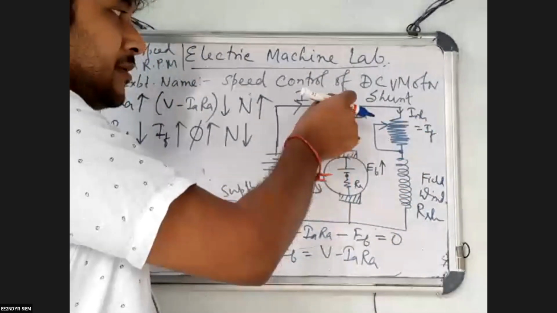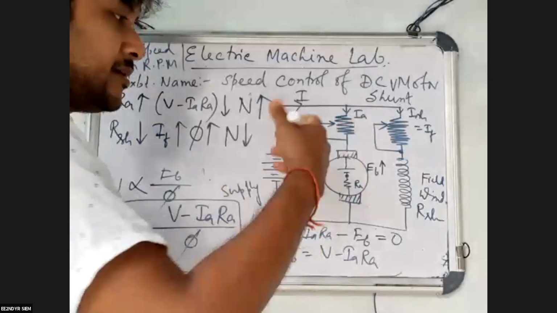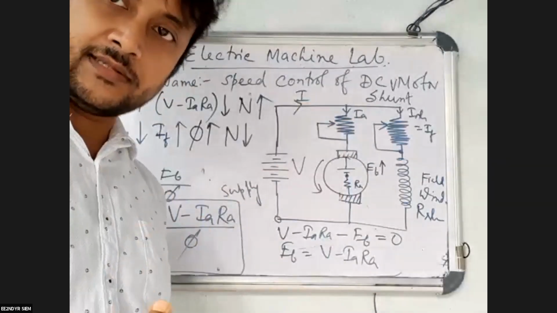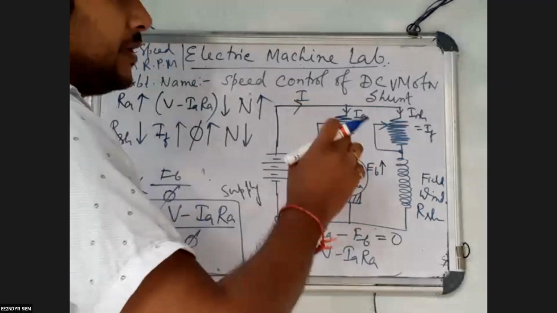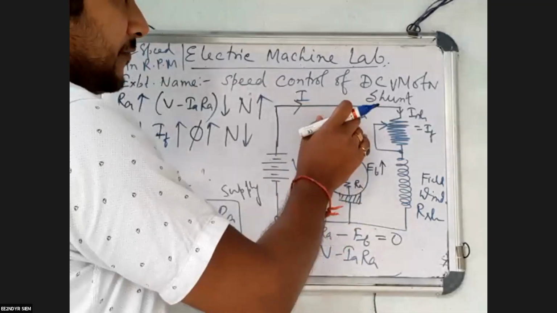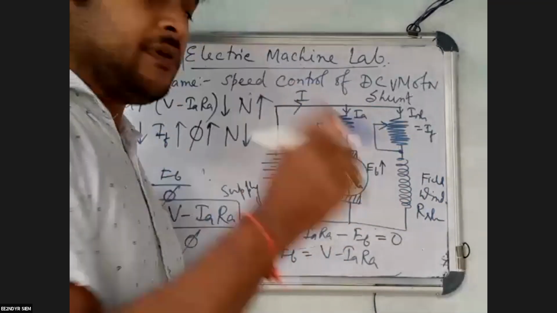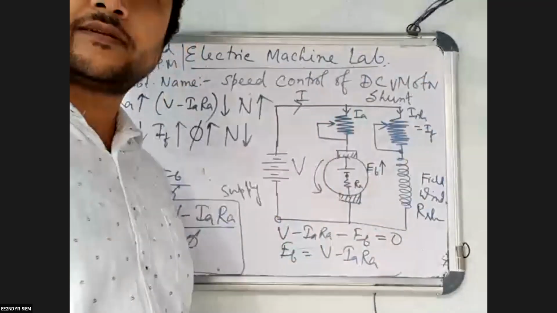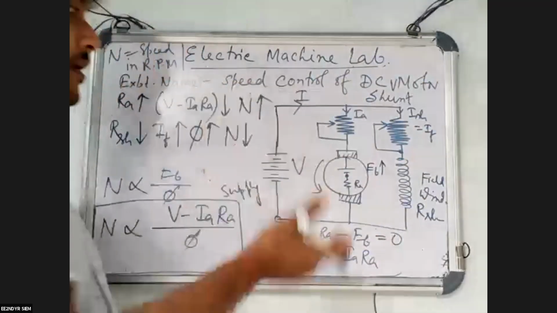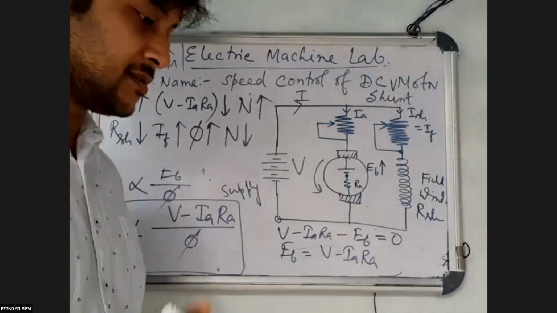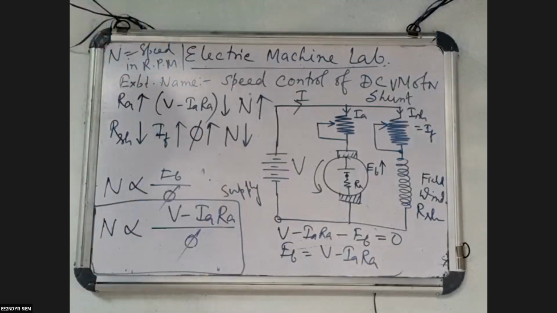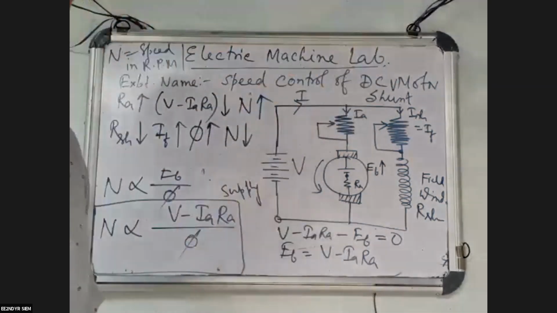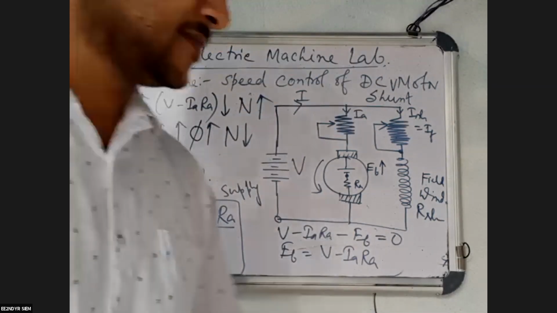position of this particular armature rheostat, and the speed will increase or decrease. Similarly, whenever we fix this particular position and we vary the field rheostat, the speed will increase or decrease. So let me show you this thing with a particular video. Just a minute, students.